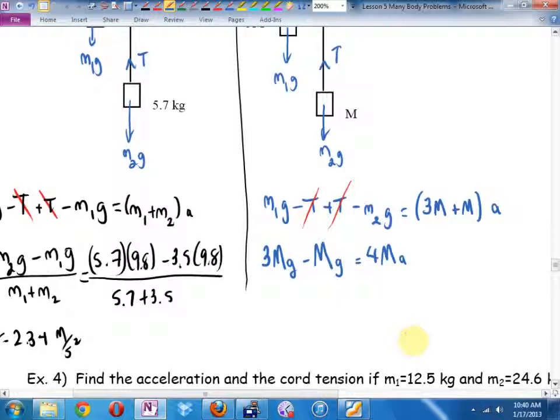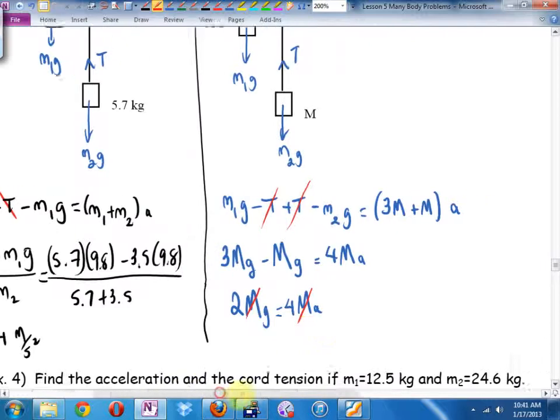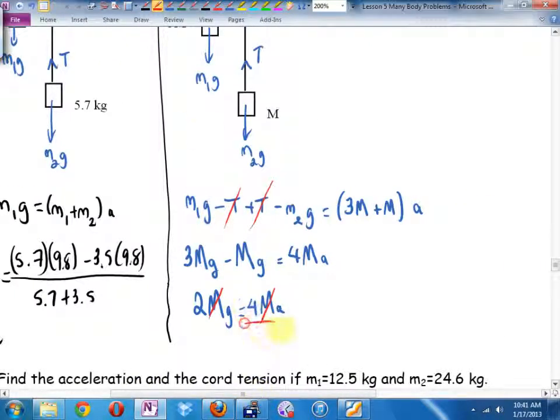Do you guys notice anything? Well, on the left-hand side, I can gather like terms one more time. On the left-hand side, I have 3mg minus mg. What would 3mg minus 1mg be? 2mg. I think the left-hand side can simplify to 2mg equals 4MA. Cool. How would I get the A by itself? Divide by 4. So go divide by 4, divide by 4, and I think we're going to get this.